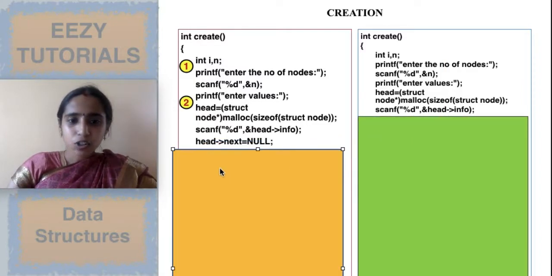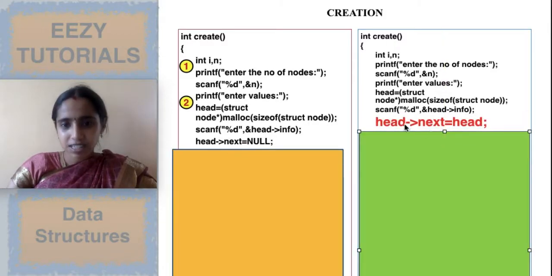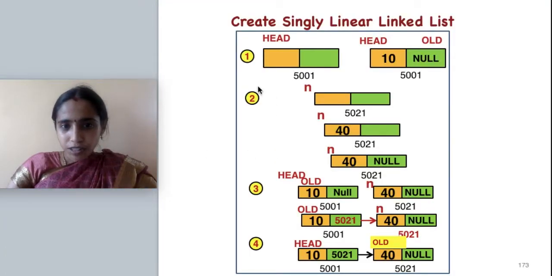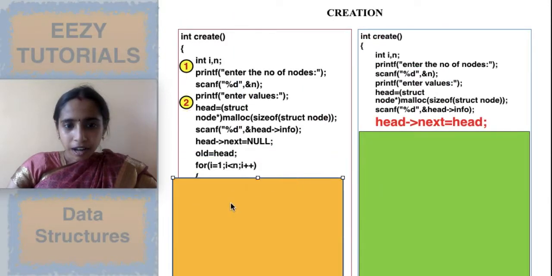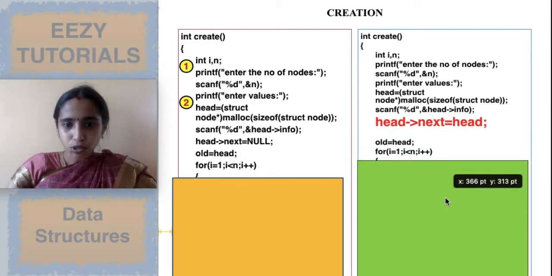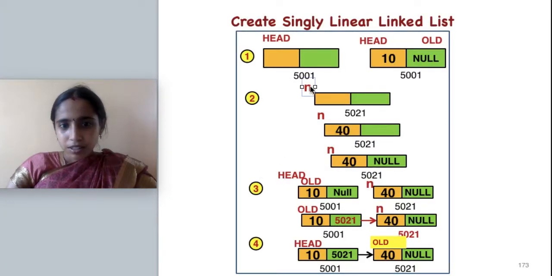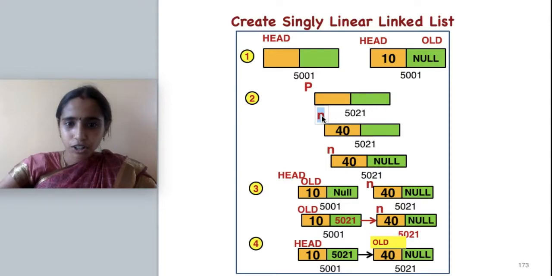In the linear linked list, you will put head of next is equal to null, whereas in circular linked list, you will put head of next is equal to head itself. So this is the first extra task. This part is over. Now again and again you will be creating n number of nodes, so you have to use a for loop: for i is equal to 1, i less than n, i plus plus, where n is the number of nodes here. Here I have used p for the new node.